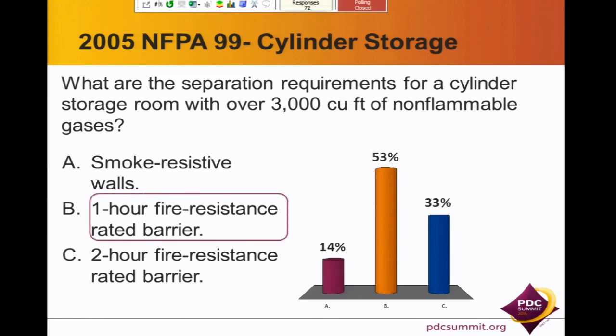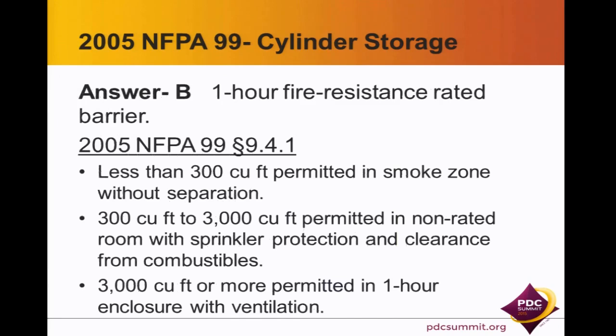Very good. The correct response is B. For less than 300 cubic feet, it's permitted to be in the smoke zone without any separation. And between 300 and 3,000 cubic feet, it's permitted in a non-rated room with sprinkler protection and clearance from your combustibles. So that's really important as well.